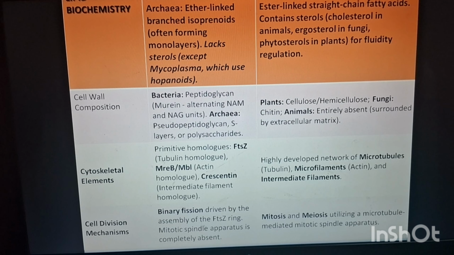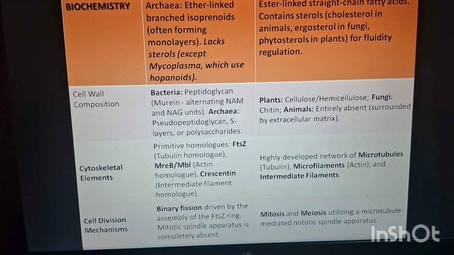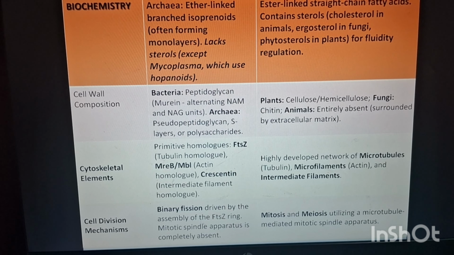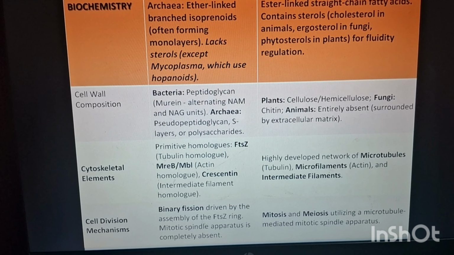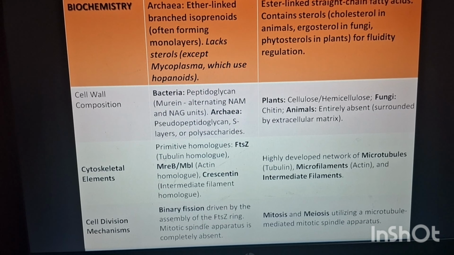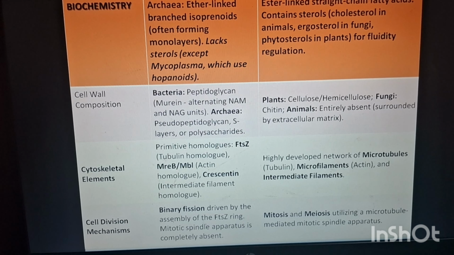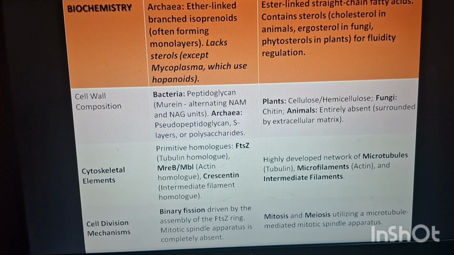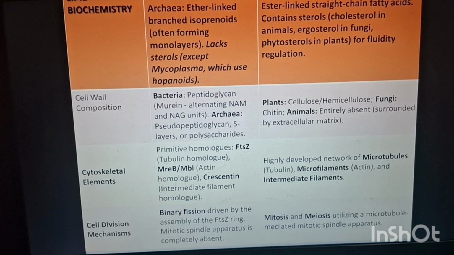Next, cytoskeletal elements. In prokaryotic cells, there are primitive homologues: FtsZ, the tubulin homologue, MreB, the actin homologue, and crescentin, the intermediate filament homologue. And in eukaryotic cells, there is a highly developed network of microtubules, that is tubulin, microfilaments, that is actin, and intermediate filaments.